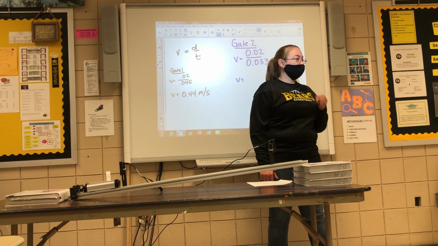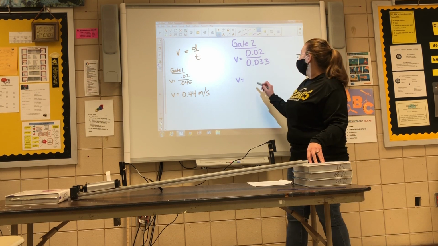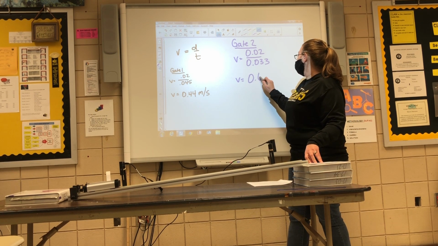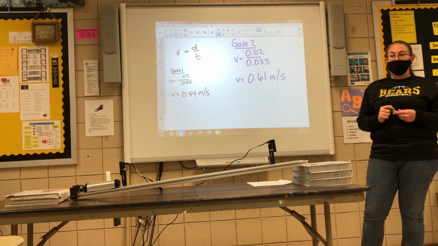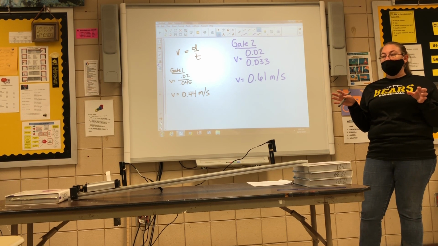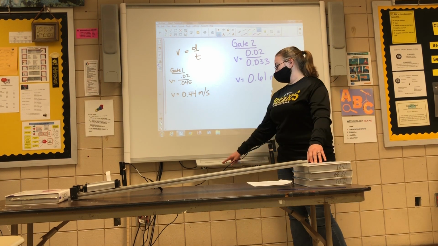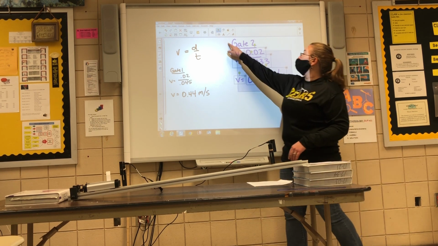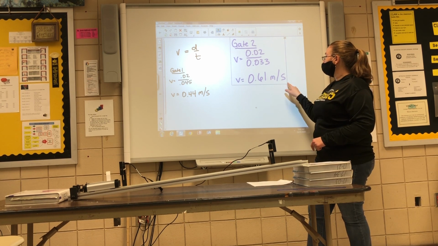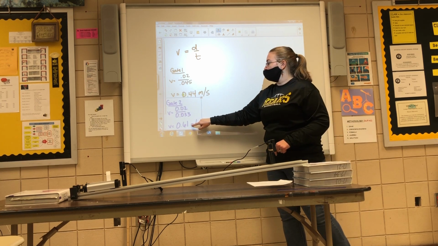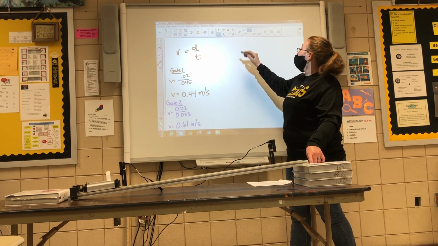Now let me know what you get. 0.606060 repeating. Okay, so we're gonna go 0.6, meters per second. Any questions so far on what we're doing? No. Alright, so that's gate number 2. That's the velocity. Now, I'm sorry, not gate number 3, the velocity between gates.